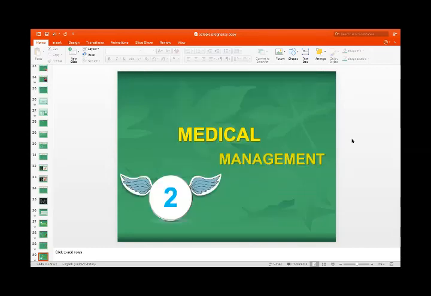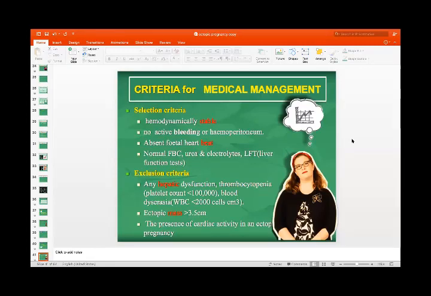Now, medical management. How we will do medical management? Patient has been diagnosed as ectopic pregnancy. So, how we will treat her medically? So, there is also a selection criteria for the medical management, which patients can be given medical management. They are hemodynamically stable. There is no hemoperitoneum. There is no fetal cardiac activity in the fetus. Full blood count, urea electrolytes, LFTs and RFTs, they are normal.